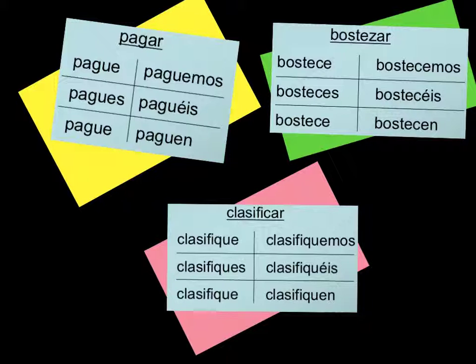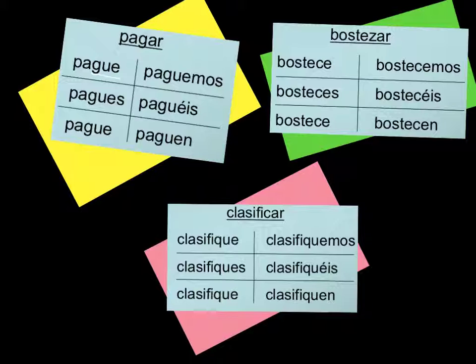So let's take a look at pagar. This is an example of a gar verb ending, and so when you look at the conjugation right here, you have pague. Now, why do we have that? We have that so that it can maintain that g sound in the conjugation of the subjunctive.